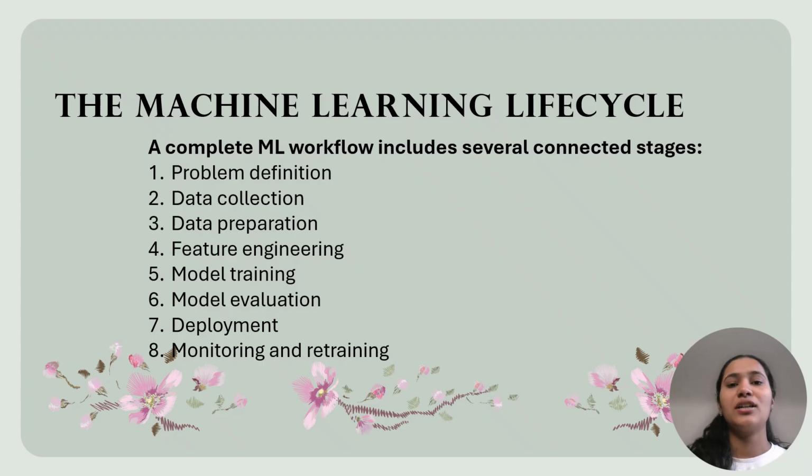If the model performs well, it moves to deployment, where it becomes available for real-world predictions such as through an app, website, or API. Finally, monitoring and retraining. It ensures the model continues to work well over time by tracking performance, detecting data drift or errors, and updating the model when needed.